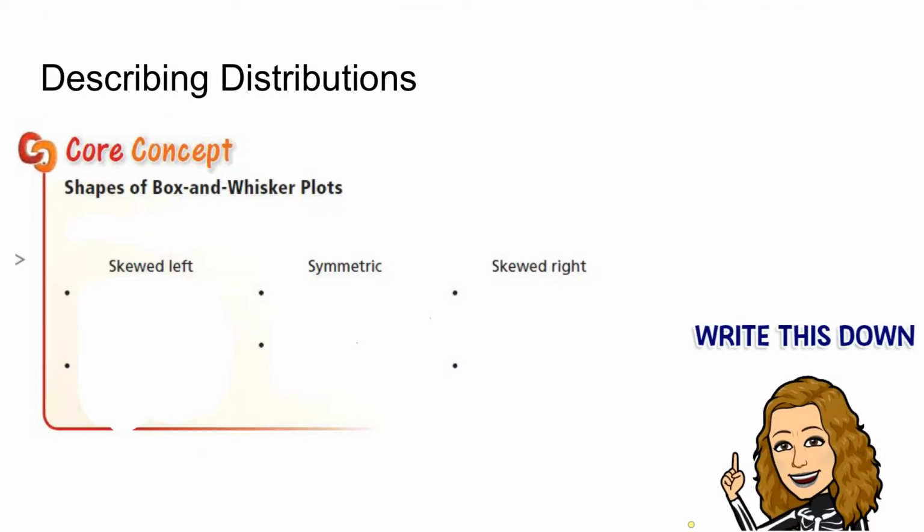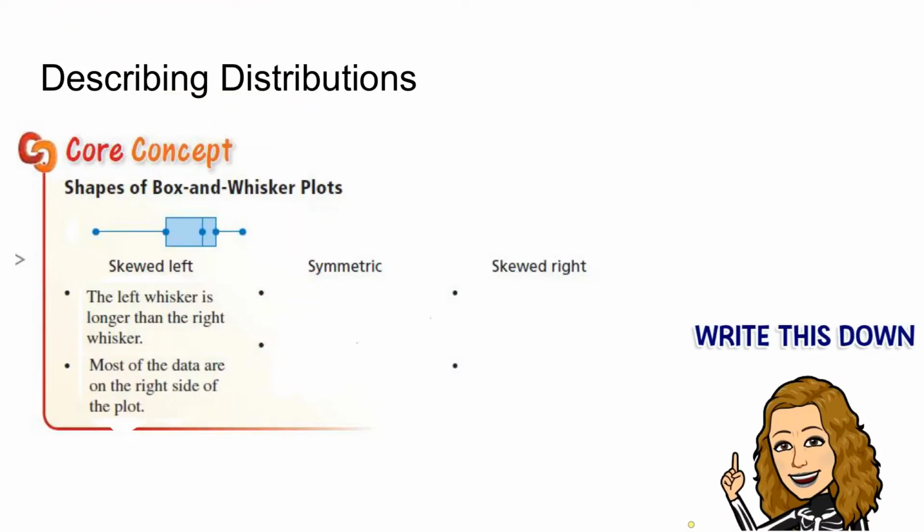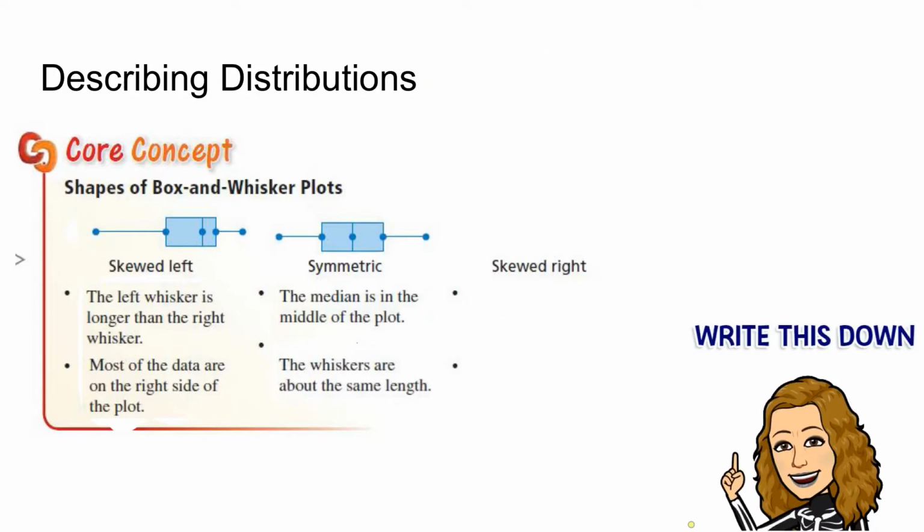If we're describing distributions on a box and whisker plot, we still use skewed left, symmetric, and skewed right. But what it looks like, a skewed left looks like this. The left whisker is longer than the right whisker, and most of the data is on the right side of the plot. For a symmetric box and whisker plot, it looks like this, and it means that the median is in the middle of the plot. The whiskers are about the same length.